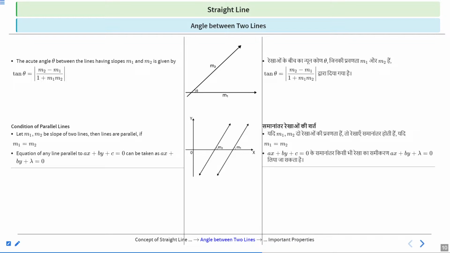So, the equation of a straight line parallel to ax plus by plus c equal to 0. Suppose we have a line ax plus by plus c equal to 0. Then any line parallel to it can be taken as ax plus by plus lambda equal to 0. You have to keep this in mind. Since the slopes are equal, m1 equals m2, and we know that slope is negative of the x coefficient upon the y coefficient, the x and y coefficients would be the same for a line to be parallel.